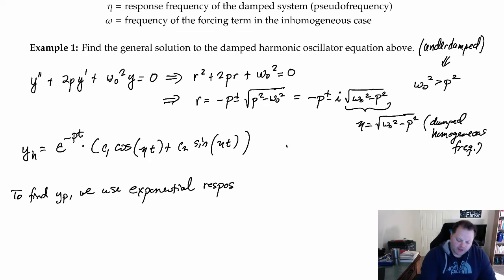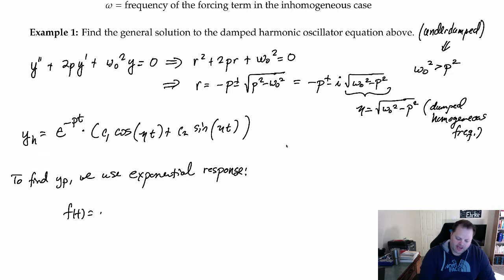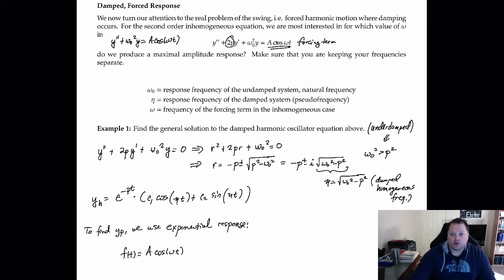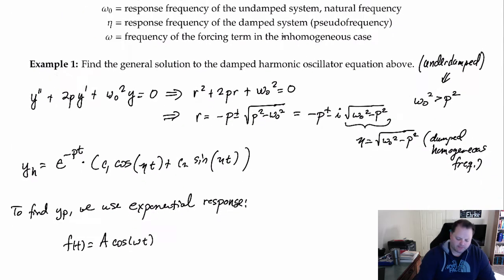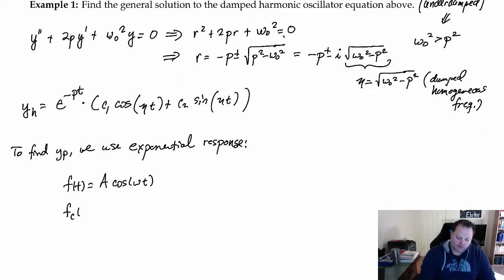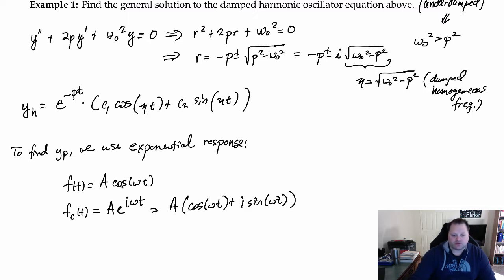So here's the idea. Our forcing function is A cosine omega t. So if you look at the original differential equation here, the right-hand side is A cosine omega t. The complex form of that is A e^(i omega t), because remember this is cosine omega t plus i sine omega t. So you can see that A cosine omega t is the real part of this.